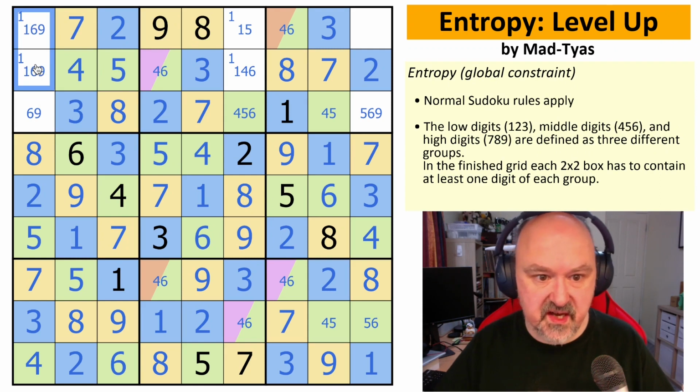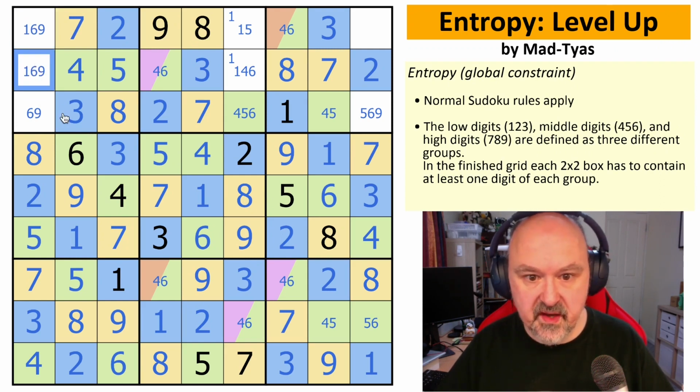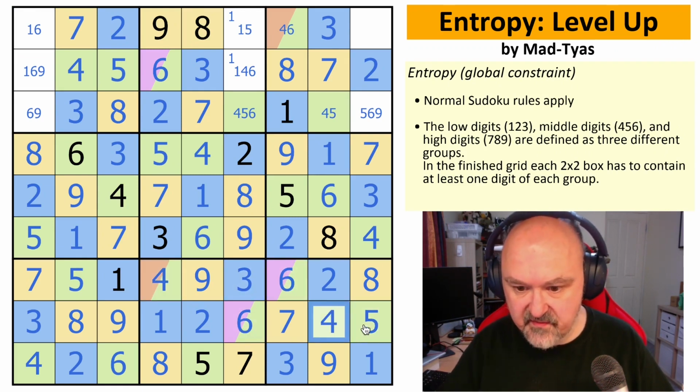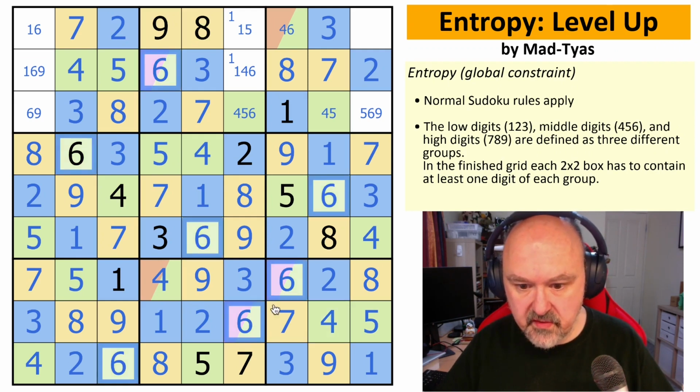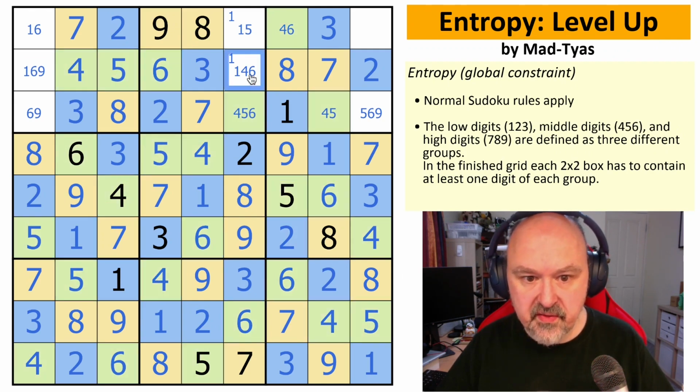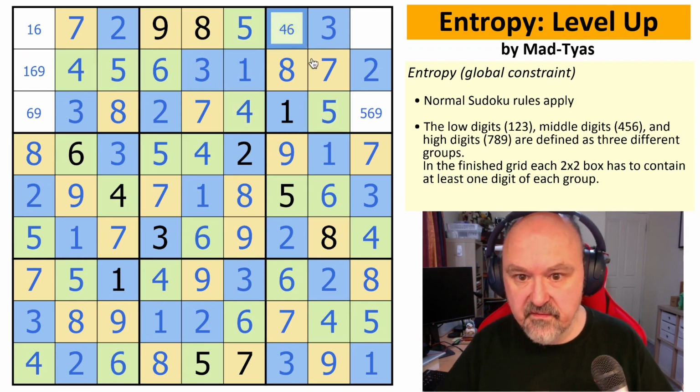This is 1, 6, and 9. Now, there is no 9 at the top here. This is a 6, meaning this is a 4, this is a 6, this is a 6, this is a 5, this is a 4. I'm going to get rid of all of the purple colouring and all of the orange colouring. This is now a 1 and this is a 5. 1 is blue, 5 is green, this is a 4, this is a 5.